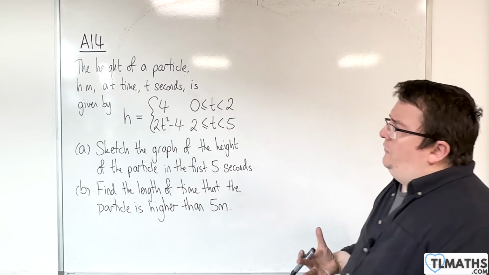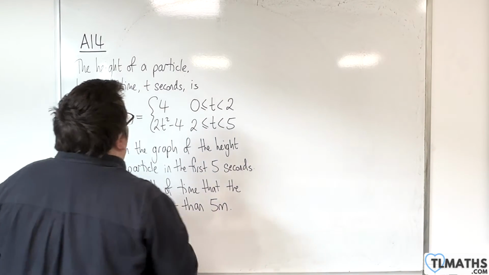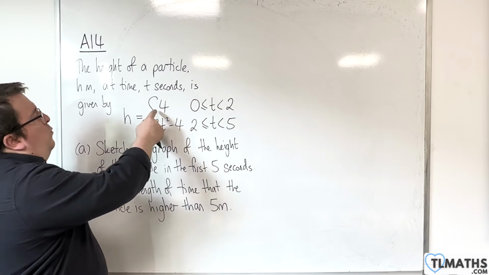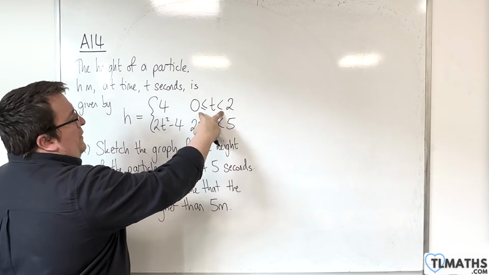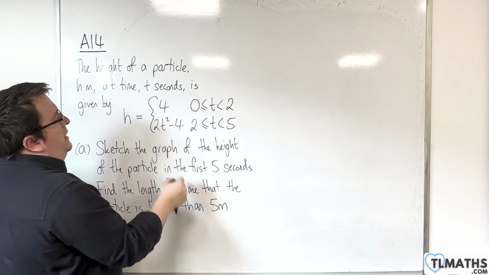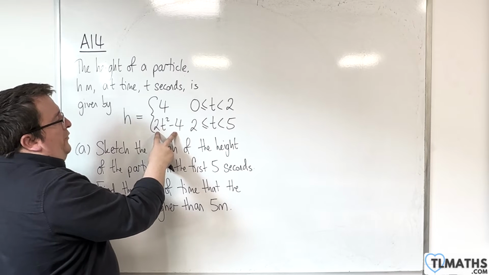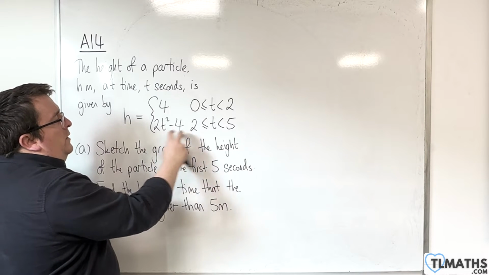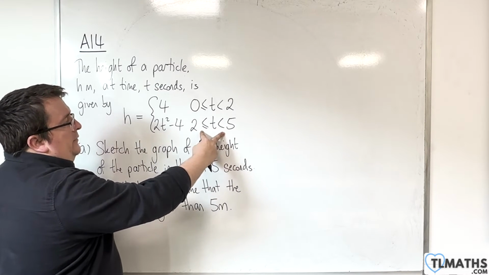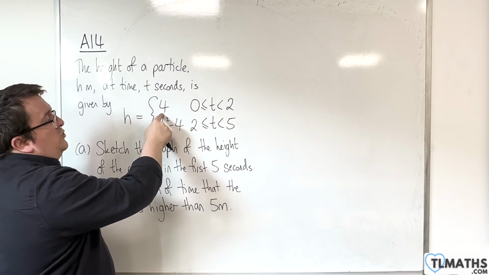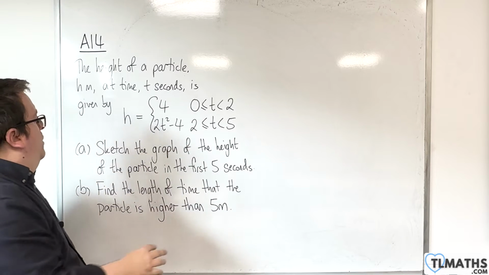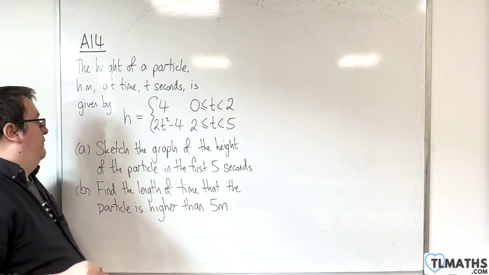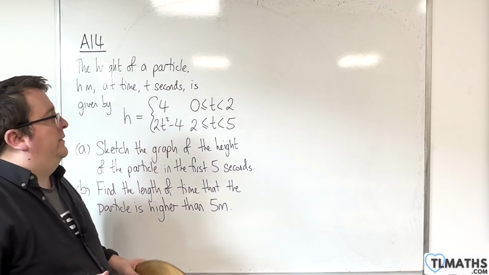So in this case, it is made up of two pieces, one where h is equal to 4, and it's equal to 4 for the first 2 seconds. And then it's equal to 2t squared take away 4 for the next 3 seconds. So it starts off as a horizontal line, and then becomes a parabola. Okay, so the first thing that we need to do is sketch the graph of the height of the particle in the first 5 seconds.